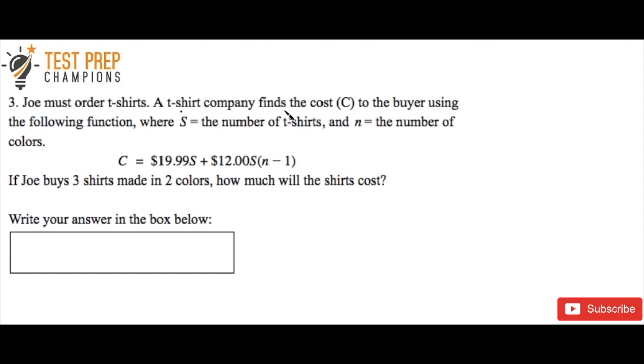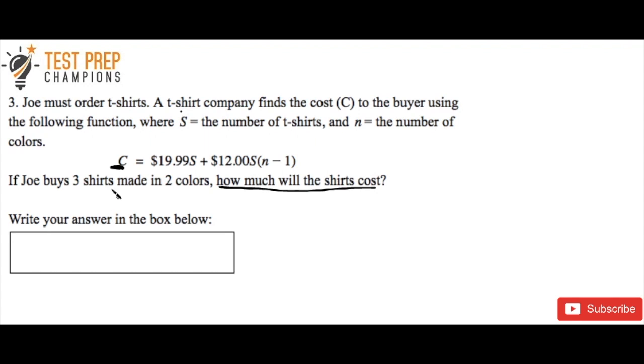Cool, hopefully you just had a chance to pause the video and try it out, but we're going to go over it right now. So what we need to pay attention to here is what the question is asking. So always, always, always, before you try to do any work for a question, just make sure you know what it's asking so you don't waste your time. So how much will the shirts cost? So we know that cost is represented by the variable C. A variable is just another word for saying something we don't know. So we're trying to find this C, all right?